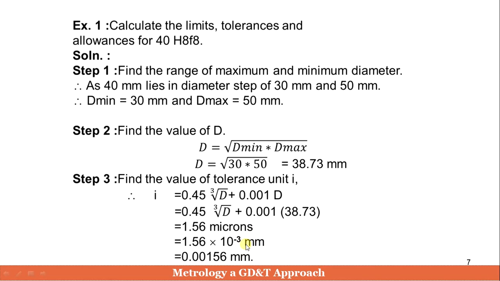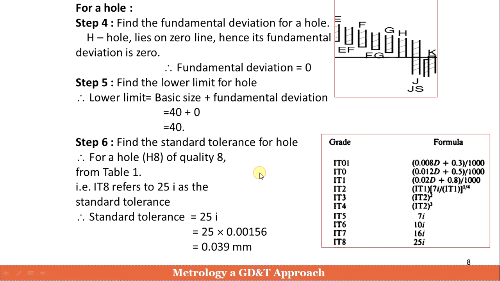So we just add a factor of 10 to the power minus 3, multiply, and then we'll get the value as 0.00156 millimeters. So in the first three steps we can obtain D as the geometric mean diameter and the tolerance unit. Then the next important step will be finding out the sizes of the hole and the sizes of the shaft. So we have been given H hole.